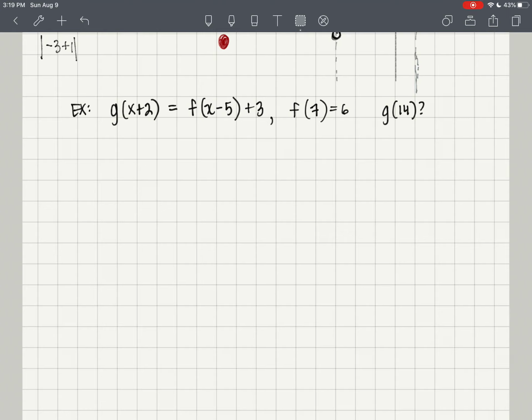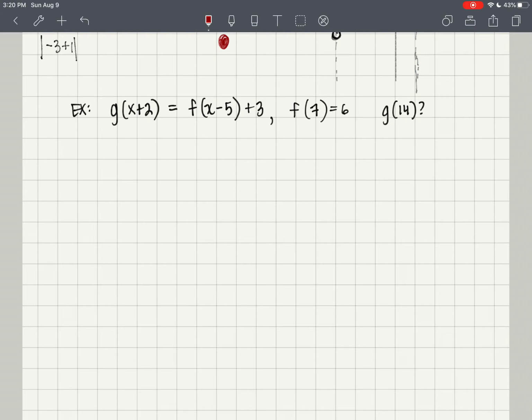g of x plus 2 is equal to f of x minus 5 plus 3. f of 7 equals 6. And what the heck is g of 14? Well, I'm going to start backwards. f of 7 equals 6.